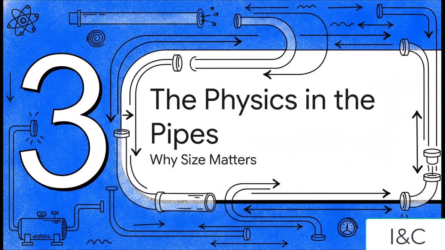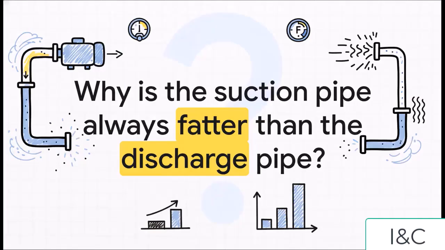Okay, this next part is pretty cool. Now that we know the path and the symbols, let's look closer at the pipes themselves. Because a P&ID isn't just a schematic. It's a direct reflection of the laws of physics. So have you ever noticed this detail? On pretty much any compressor P&ID, the suction pipe coming in is always wider than the discharge pipe going out. That is not an accident. There's a really simple and kind of elegant physics reason for it.